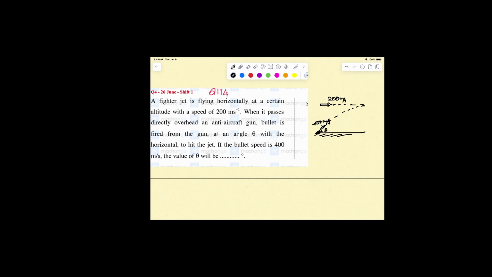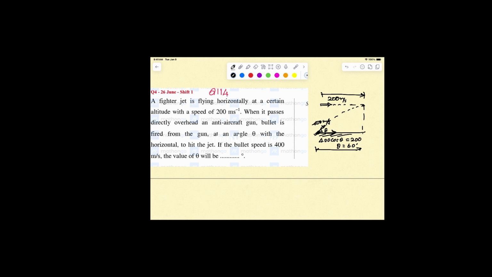Therefore, for it to hit, the horizontal velocity of the bullet is going to be 400 cos theta. By the time of hitting, the horizontal distance x covered by the bullet should be the same as the distance covered by the aircraft. Which means 400 cos theta should be equal to 200, so theta equals 60 degrees, because cos theta is half. Therefore, the answer is 60 degrees.